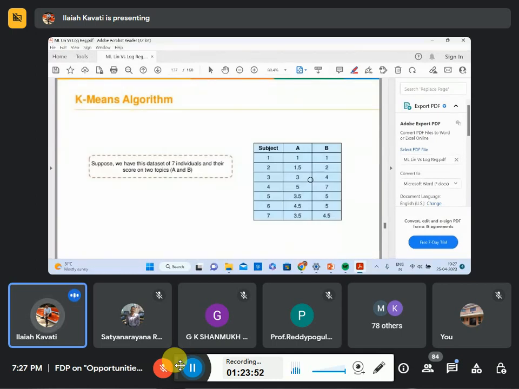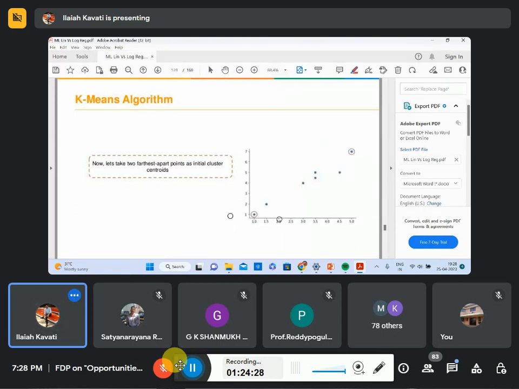Suppose we have this data set of 7 individuals and their scores on 2 topics. Let us assume the subjects are chapter 1 and chapter 2, with some scores. Now, how to form the clusters? Let us assume we need k value as 2. So the first cluster centroid is this one and the second cluster centroid is this one, randomly choosing the first point as well as the fourth point as the initial centroids.